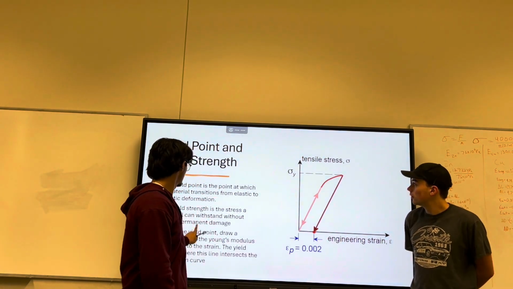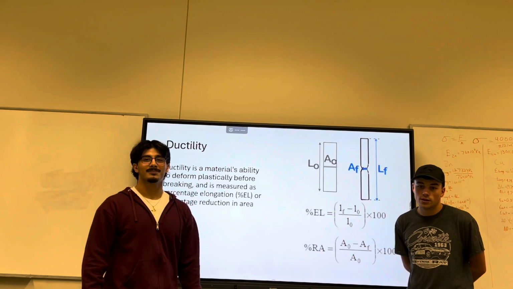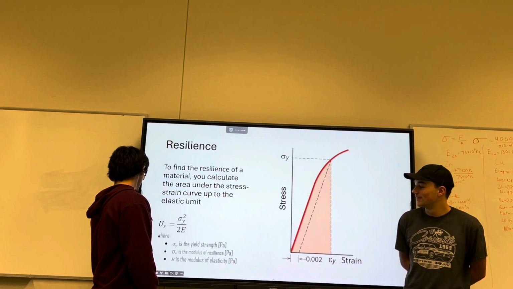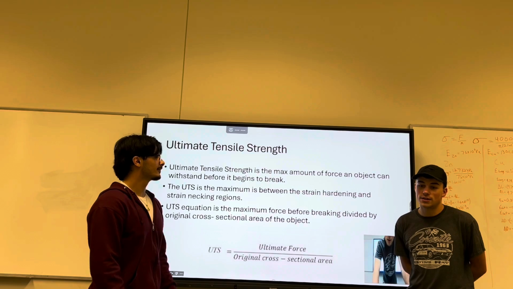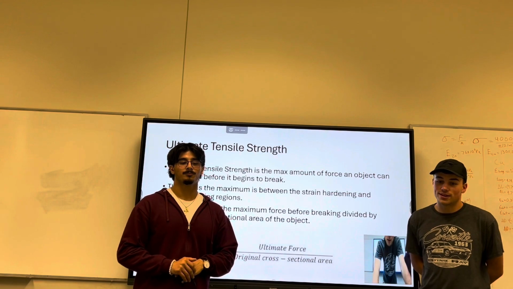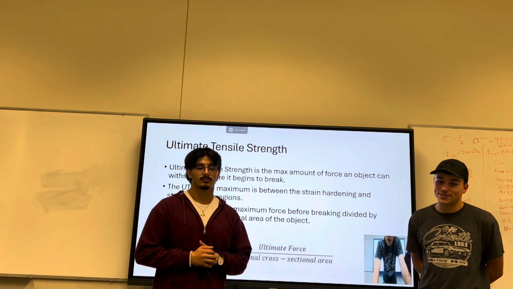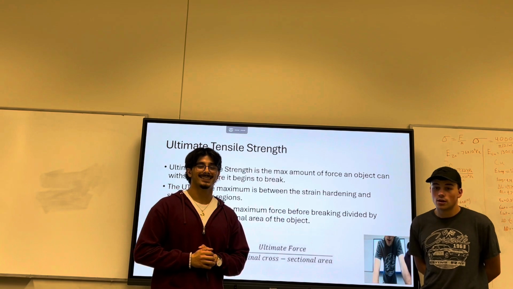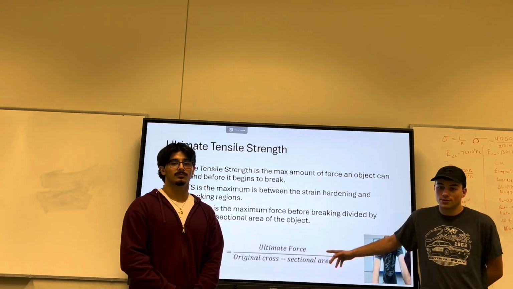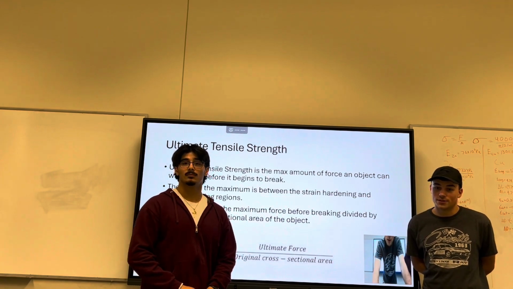And then ultimate tensile strength. Ultimate tensile strength is the max amount of force an object can withstand before it begins to break. The UTS is maximum between the strain hardening and the strain necking regions. The ultimate tensile strength equation is the maximum force, shown below, divided by the original cross-sectional area of the object.